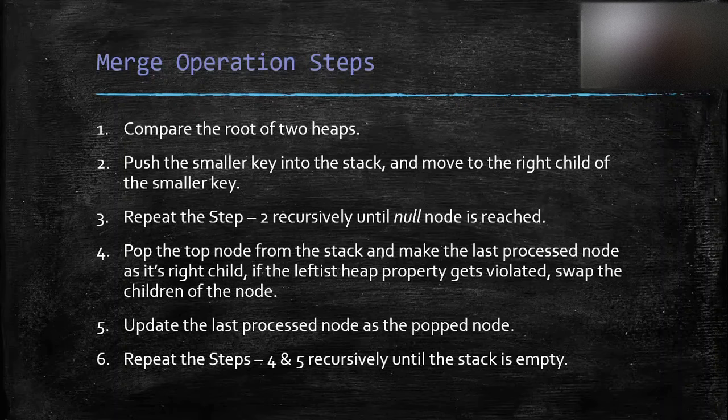Then pop the nodes one by one from the stack and make the last processed node its right child. And if the leftist heap property gets violated, swap the children of the node. We will see that in an example. Update the last processed node as the popped node. Repeat both steps until the stack is empty.